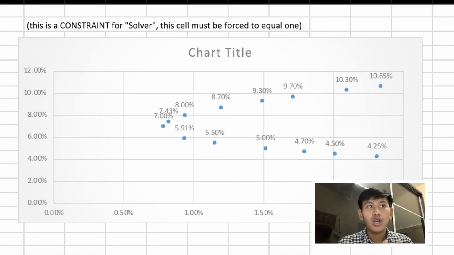Alright, so after we put all the expected returns into the solver, we get the plotting frontier, and we can see the x-axis is standard deviation and y-axis is expected return. We can see that this plotting has a C shape. And for your information, the upper C starting from 7.43% until 10.65% is much more desirable, favorable by the investors, as this portfolio has higher returns and lower standard deviation compared to the lower part of the C, which is the 7% until 4.25%.